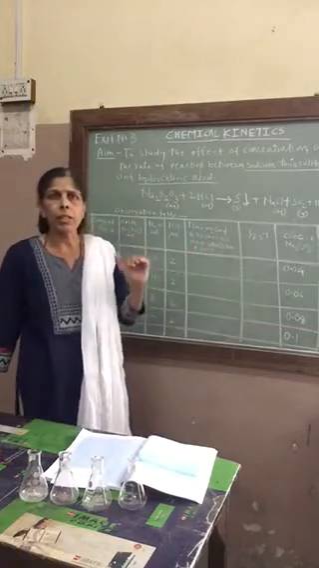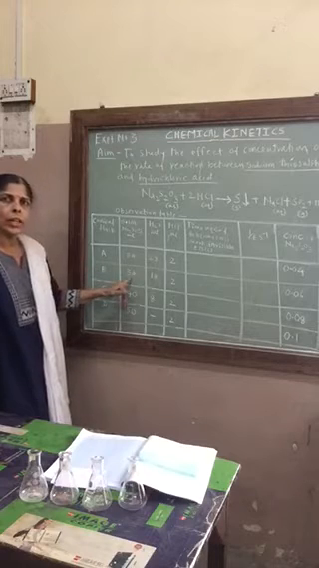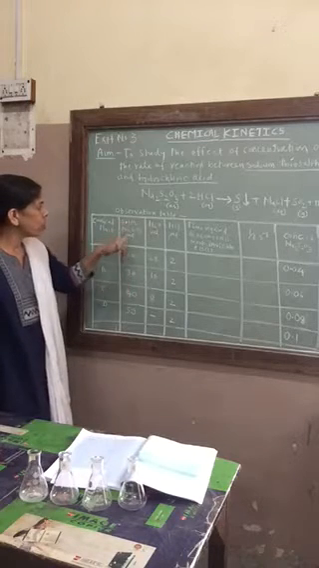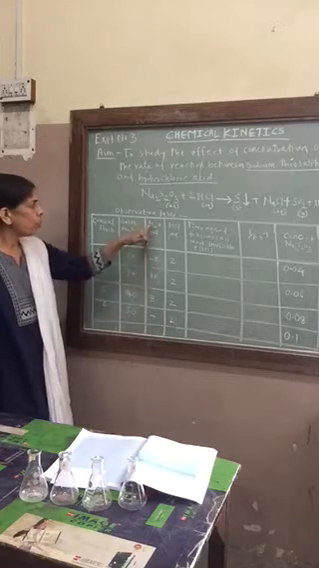Then take conical flask B. In conical flask B, the combination is 30 ml of 0.1 molar sodium thiosulfate and 18 ml of water.